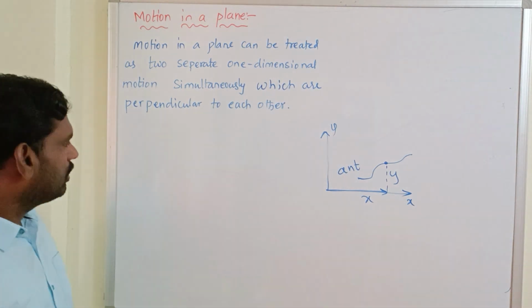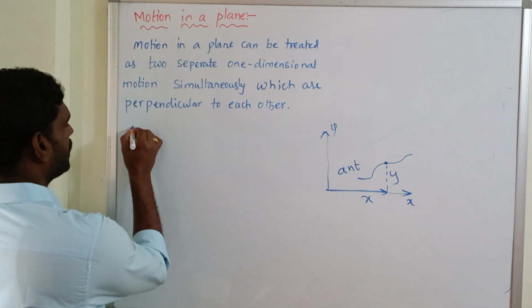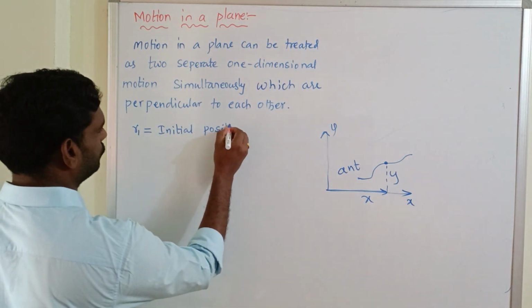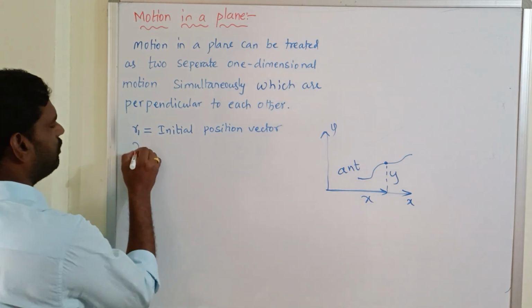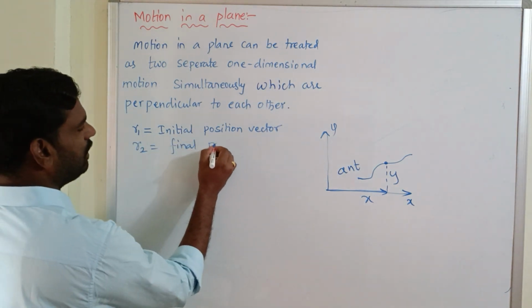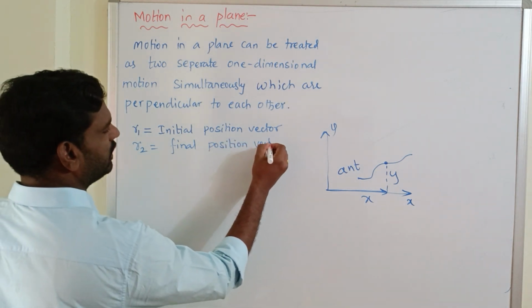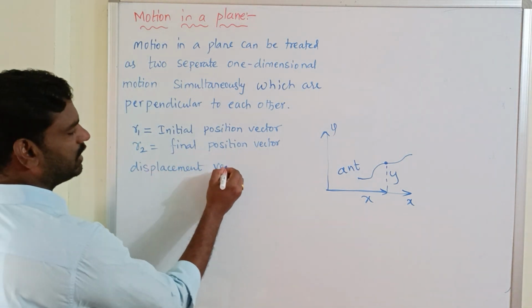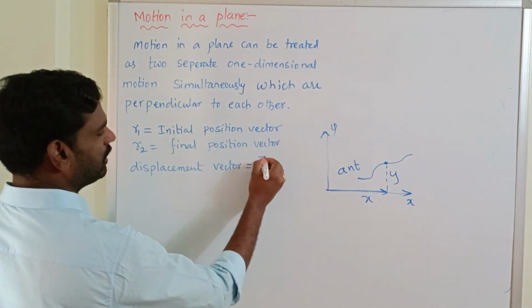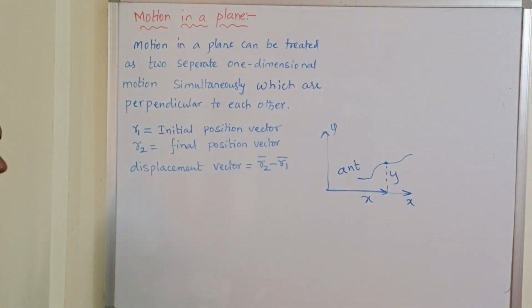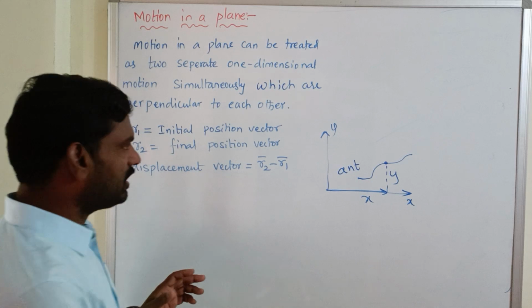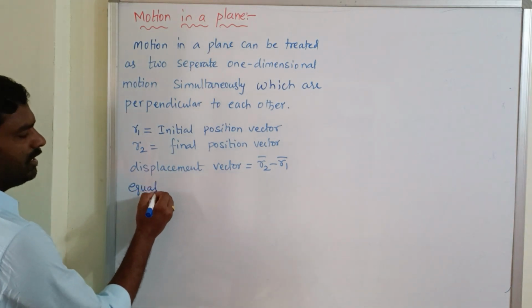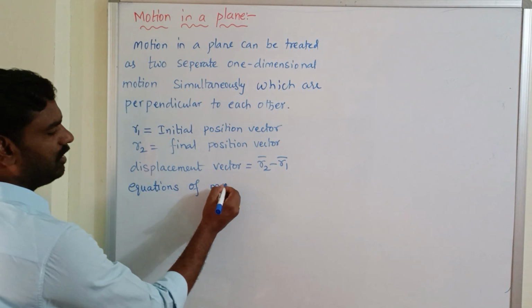Right here, what I am writing is: let the initial position vector be r1 and the final position vector be r2. The displacement vector is the final position minus the initial position. We discussed already, the displacement vector is r2 minus r1. Now I am going to discuss equations of motion in this video.